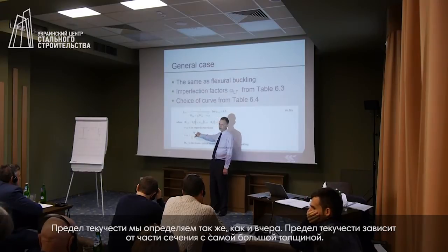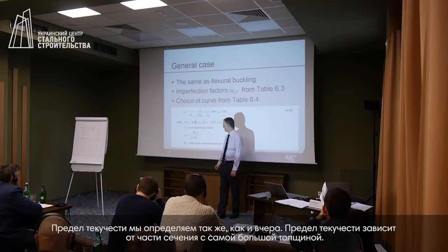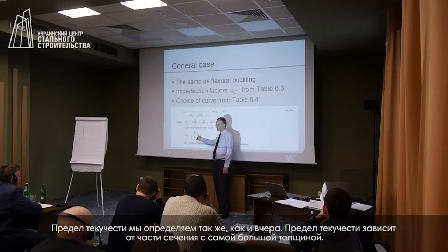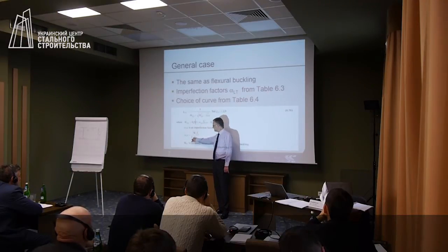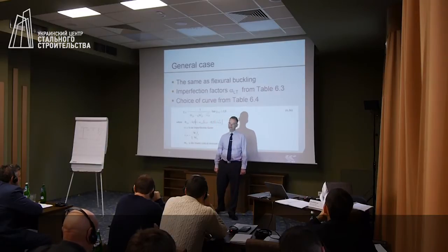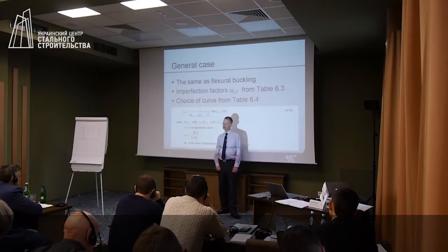The yield strength that we use, the same rule will apply as we applied yesterday. The yield strength is based on the thickness of the thickest part of the section. So in my world, which is rolled sections, the yield strength would be based on the thickness of the flange. And then instead of N crit, the Euler load yesterday, we now have M crit.